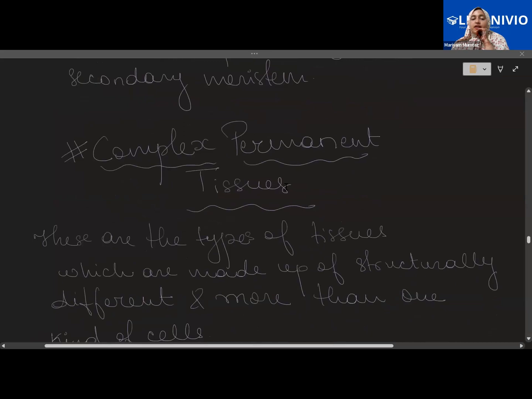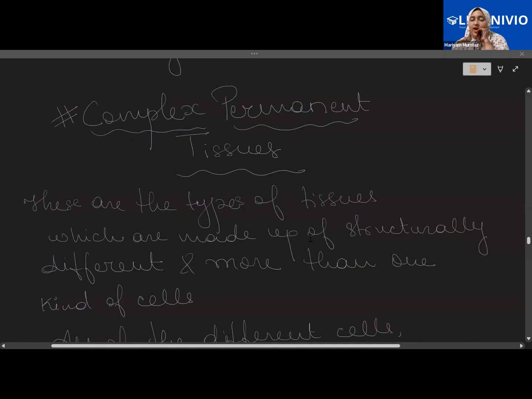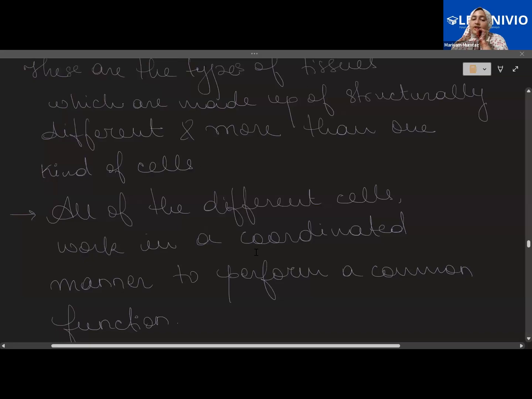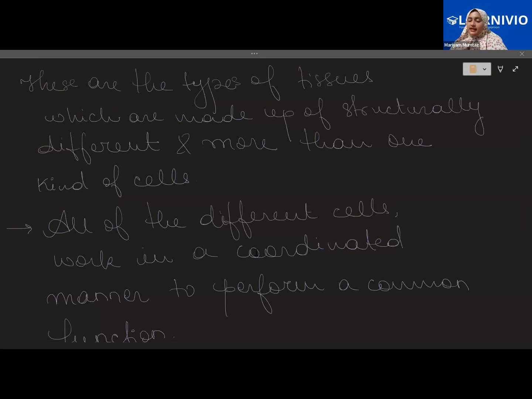These are the tissues which are made up of structurally different and more than one kind of cells. All of the different cells work in a coordinated manner to perform a common function. Even with a lot of variation in their number, shape and sizes, they all work together to perform the common function that the complex permanent tissue has to offer. So it doesn't matter whether the cells are of different kinds or types.